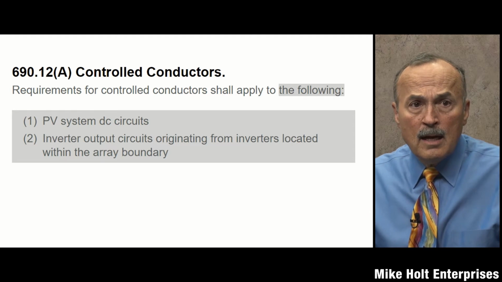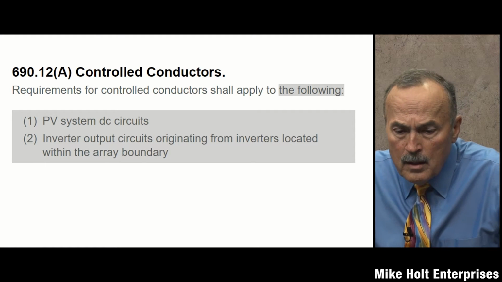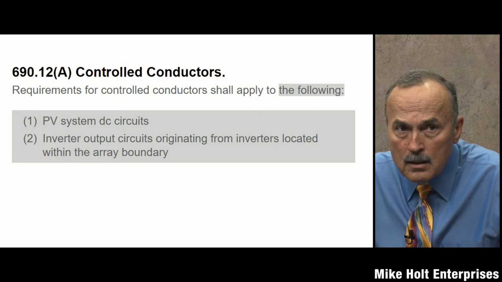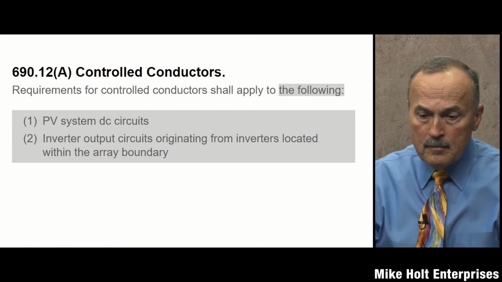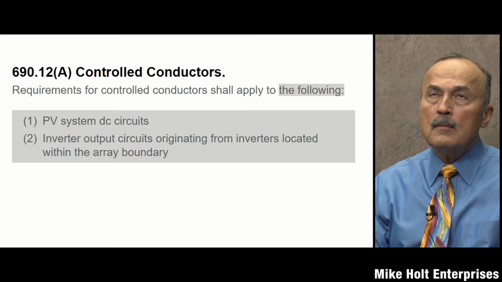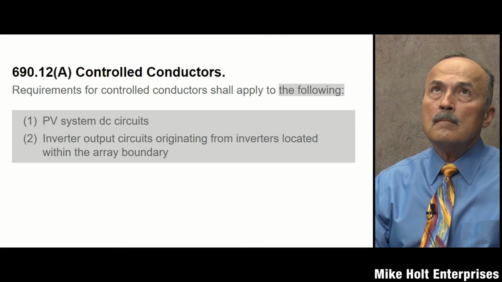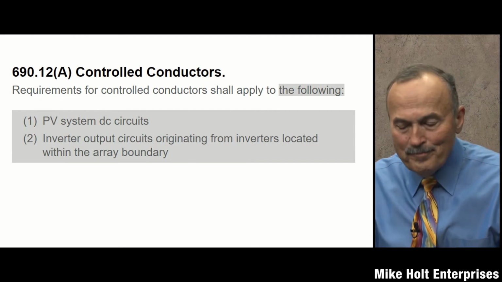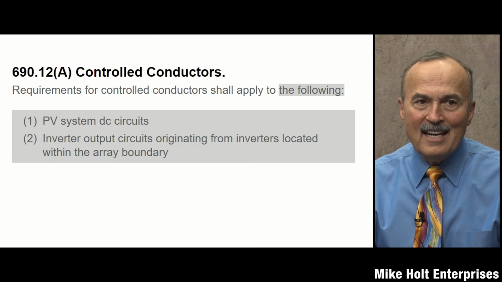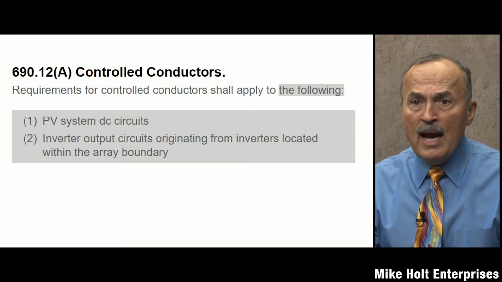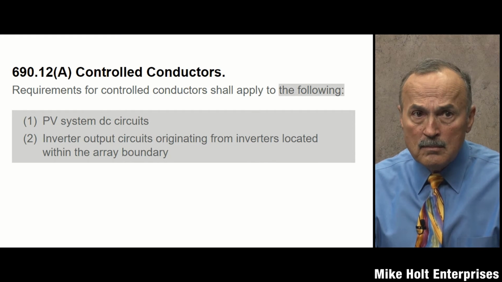Let me read this again, because this is making it clear. You asked a few minutes ago whether the output of an inverter has to be controlled, and this clarifies which circuits must be controlled: any DC circuits in the PV system that fall under PV system DC circuits, and then inverters that are in the array itself, whose outputs must be controlled. So if you put an inverter inside the array, you have to have it controlled by the rapid shutdown system.